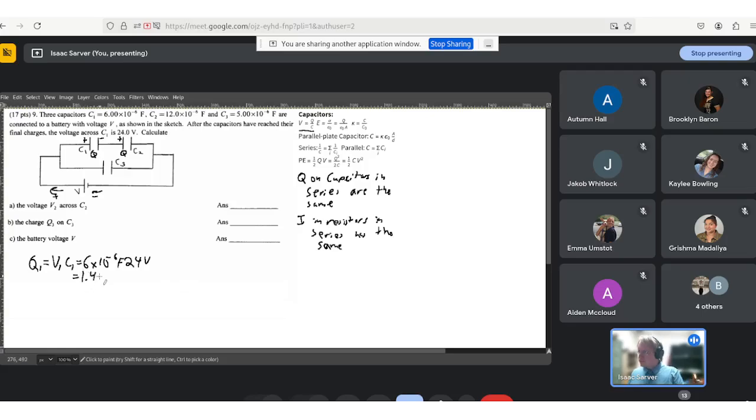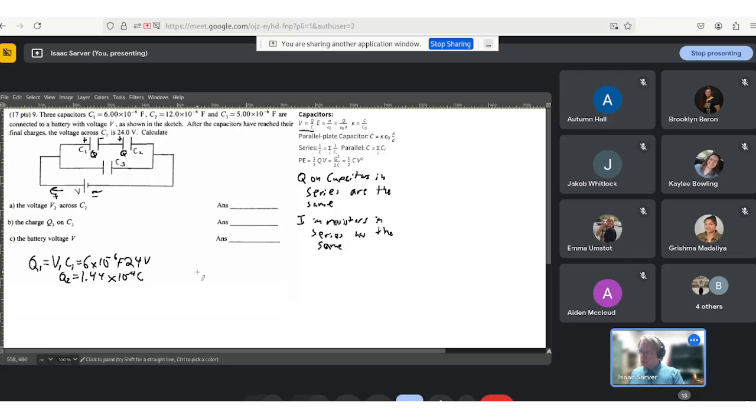So it'll be 1.44 times 10 to the minus 4 coulombs. Well, as noted, that has to be the same for both of those, so that'll also be Q2. So now I can find V2.